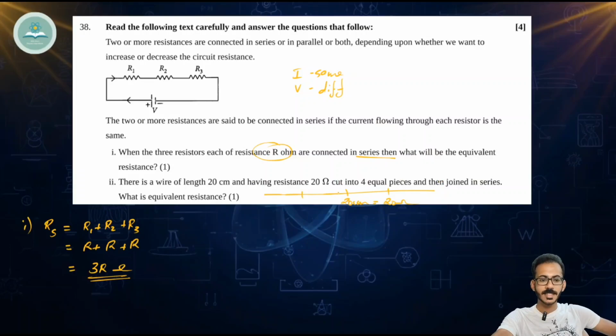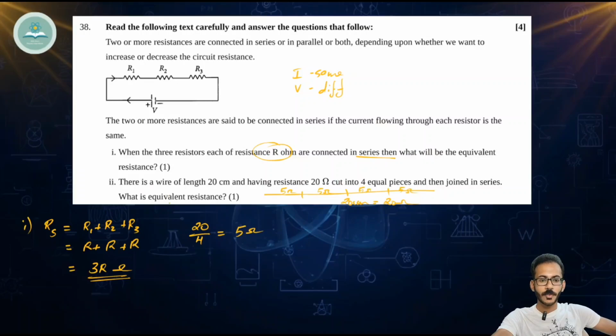Here we know resistance and length are directly proportional. If we have 10 ohm resistance and if it is cut into 2 equal pieces, then each piece will be 5 ohm, 5 ohm. Here actually it is 20 ohm resistance. So this 20 ohm is cut into 4 equal pieces. So 20 divided by 4 is 5 ohm. So each piece will be 5 ohm, 5 ohm, 5 ohm and 5 ohm.